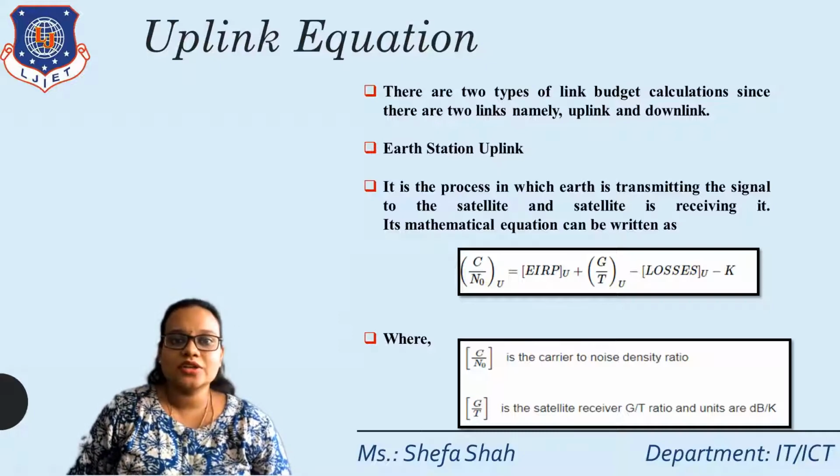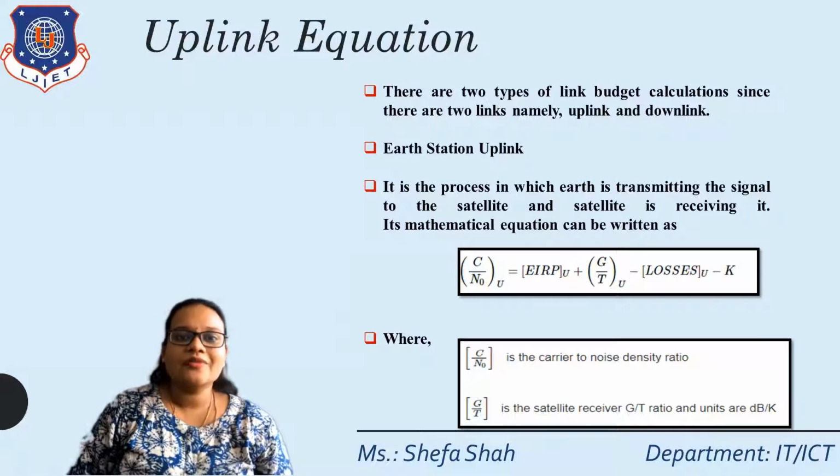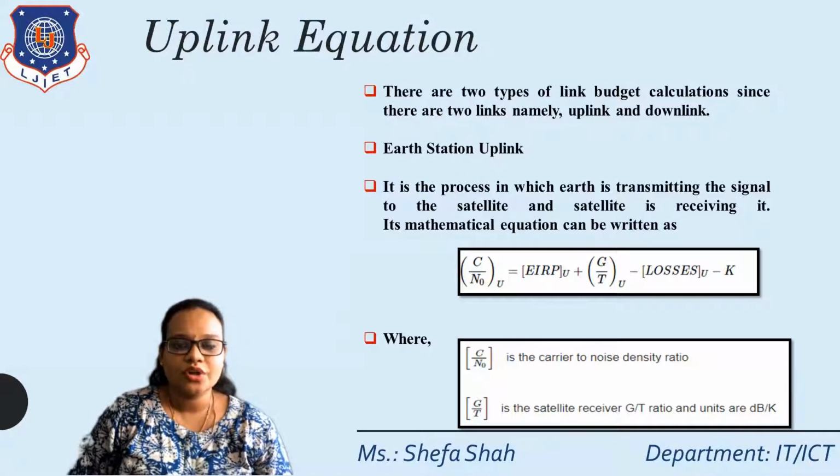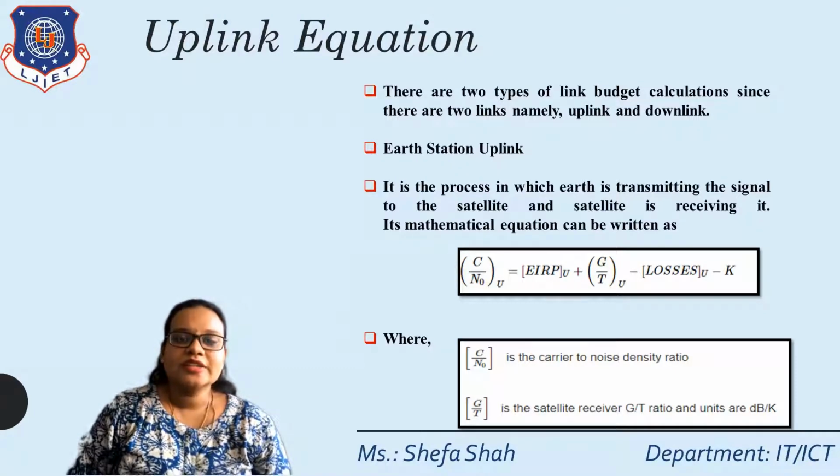So C by N0 is given with the help of this equation, where C by N0 is the carrier to noise density ratio and G by T is the gain to equivalent temperature ratio at the satellite receiver. And when we talk about the C by N, that is the carrier to noise ratio, then in this particular equation of C by N0, the bandwidth will be subtracted. When we subtract the bandwidth from this equation, we get the C by N, the carrier to noise ratio. And if the bandwidth is eliminated, then we get the carrier to noise density ratio.